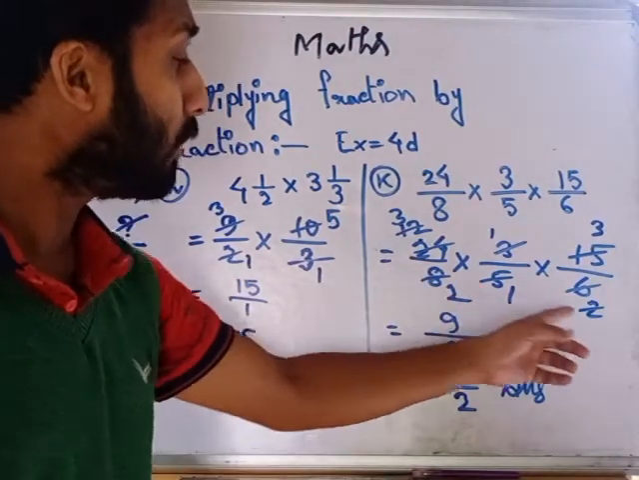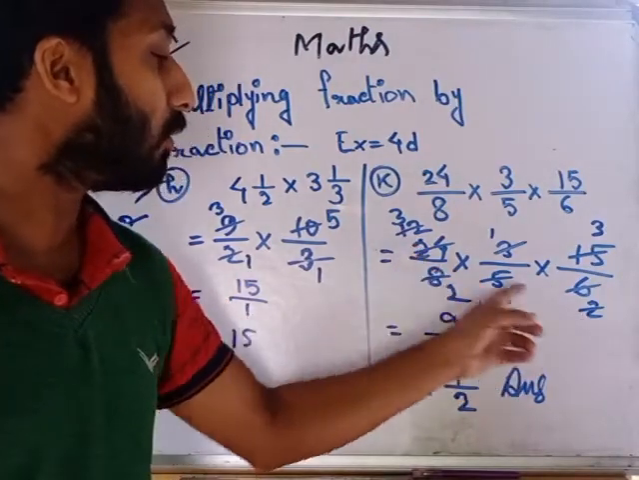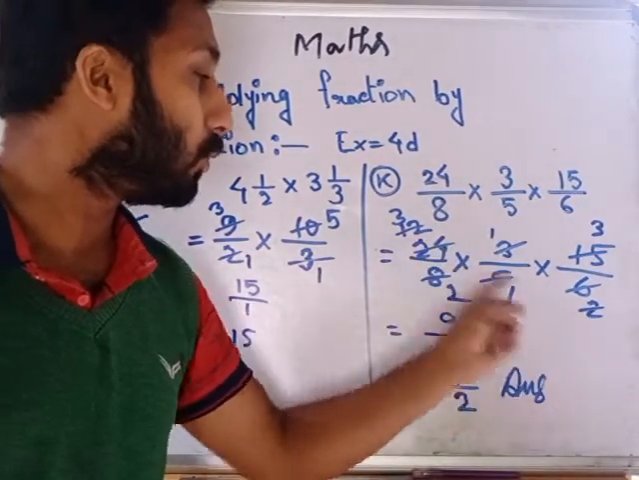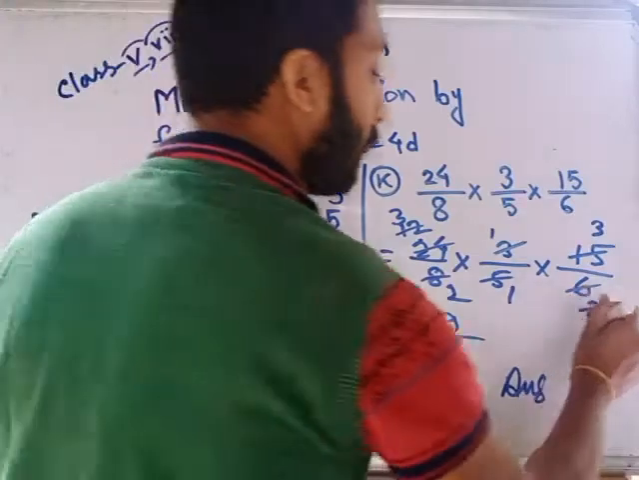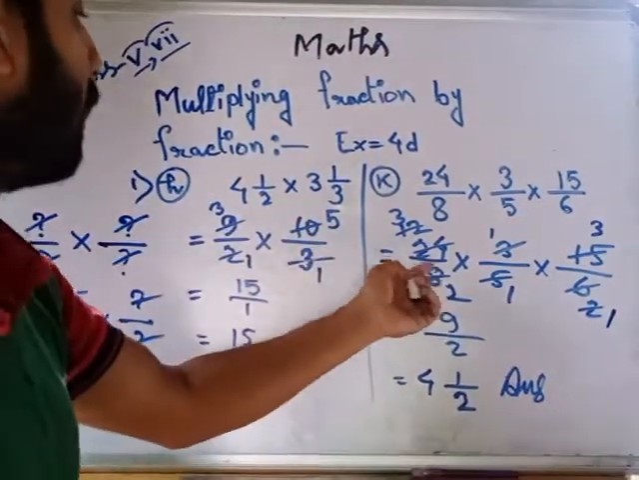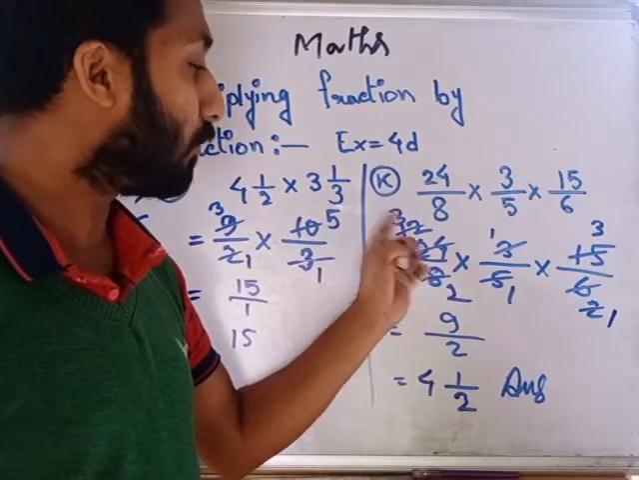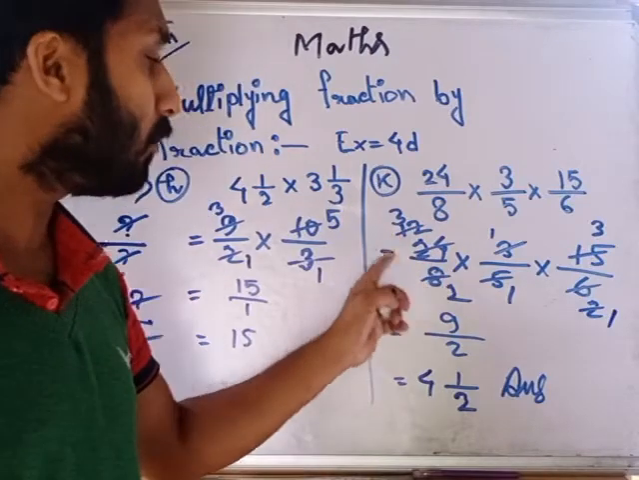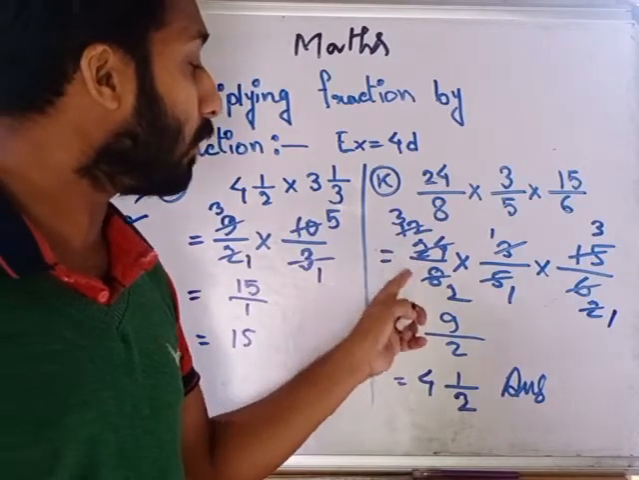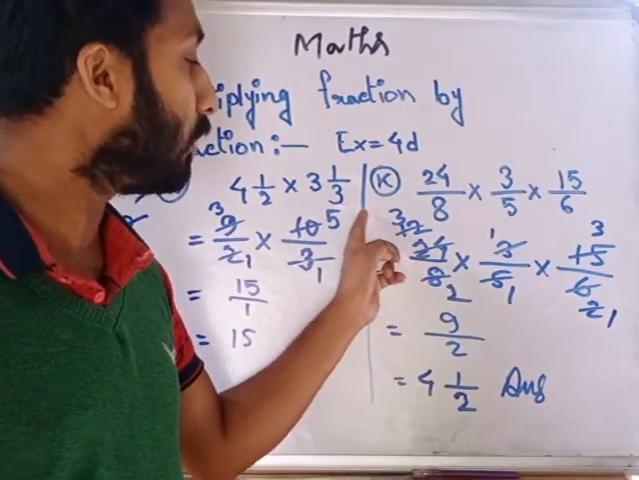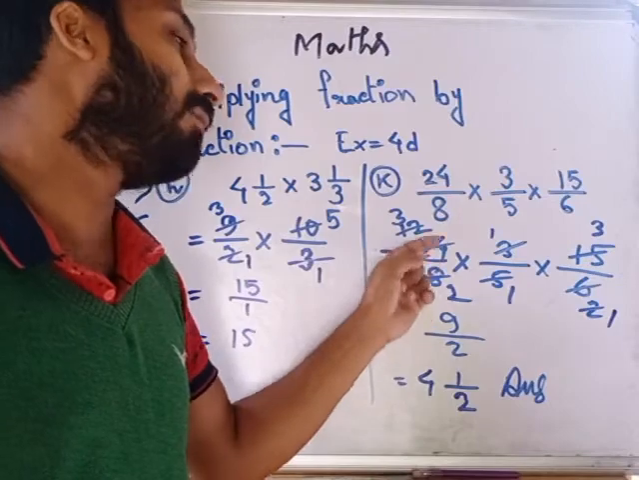After that we should go to the next, 2 and 24. Both of the numbers are divisible by 2. 2 ones are 2, so we should write here 2, or not necessary to write here. 2 twelves are 24, or 2 ones are 2, 2 twos are 4. After that 12 and 8. 12 and 8 are also divisible by 4. 4 twos are 8, 4 threes are 12. So we should write here 3.